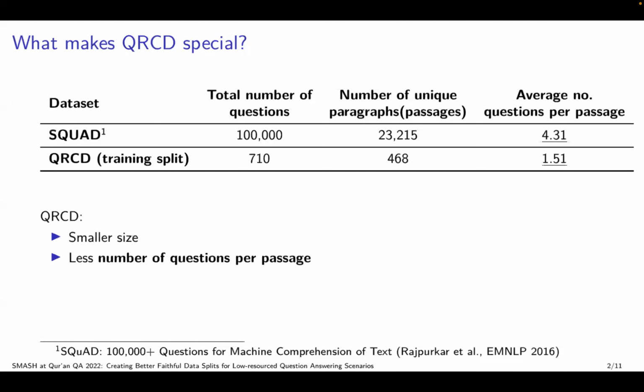which means that the average number of questions per passage is just 1.51. So clearly QRCD has a smaller size, but it also has fewer questions per passage, which is a problem for large pre-trained models, because if they don't see different questions for the same passage, that's one more opportunity for them to overfit an answer for a specific passage.